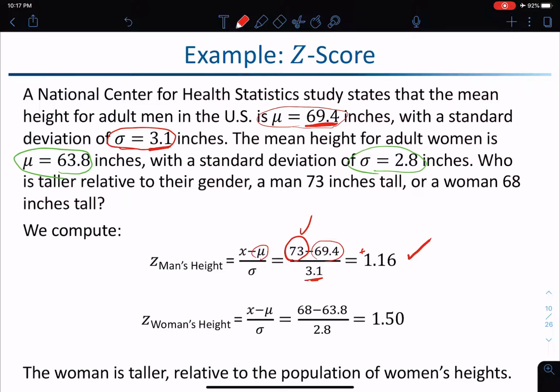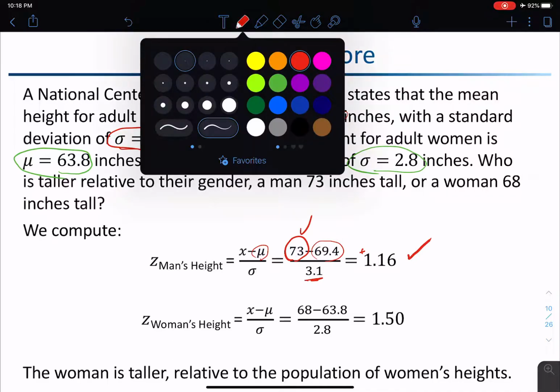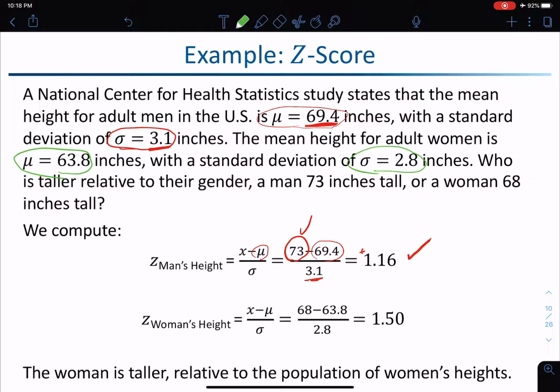Now the woman, is she above the mean for women? Well, let's see. So the lady in question that we're talking about has a height of 68 inches. And then we look at the mean for women, which is 63.8. She's definitely taller than the average woman. And then we divide by the standard deviation, 2.8. And we do the math and we end up getting 1.5.